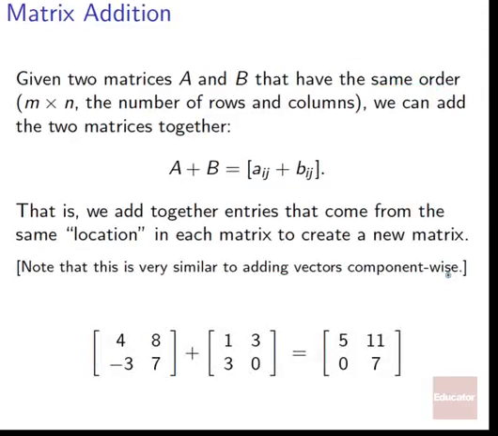Let's look at an example. If we've got the matrices 4, 8, negative 3, 7, and 1, 3, 3, 0, we take first row, first column in both of them, so 4 plus 1, and that spits out 5 in the first row, first column in our new matrix. Same thing for first row, second column, 8 and 3 respectively. 8 plus 3 becomes 11, first row, second column, same location as what it just came from in our new matrix. Same thing over here, negative 3 plus 3 becomes 0, and finally 7 plus 0 becomes positive 7. Great. So we're keeping the location, adding them together, and that's what we get in our new matrix.